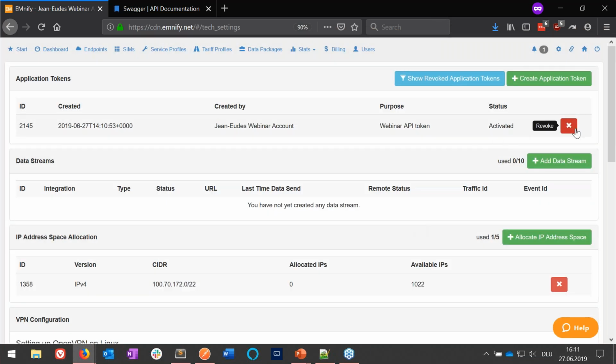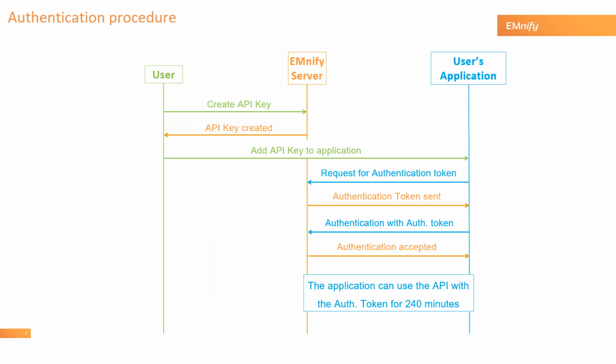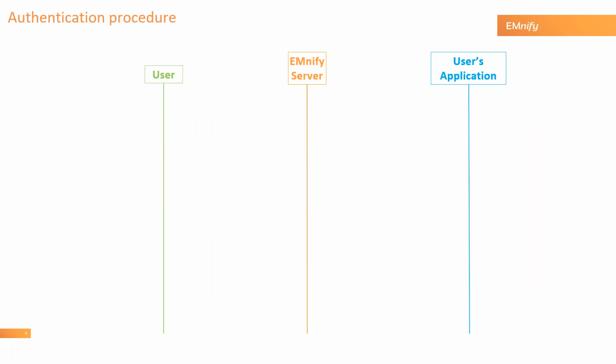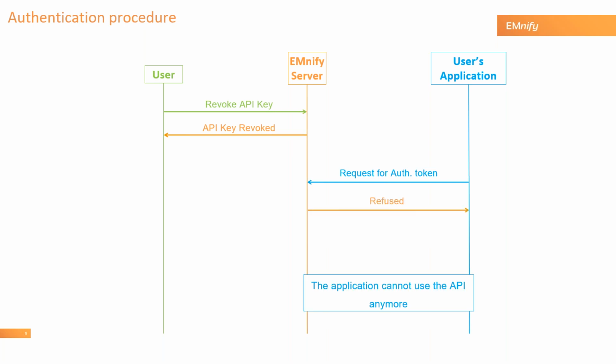Why should I revoke it? Well, basically, if I take my slides again, if I don't want my application to use the API anymore, I simply revoke the API key. The server says okay. When the application requests a new authentication token, it will be refused and the application cannot use the API anymore.